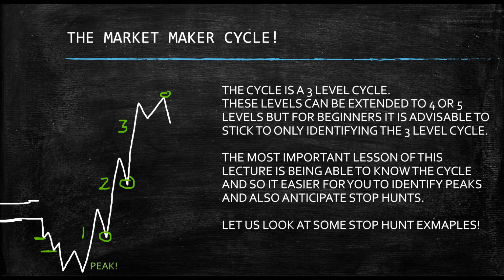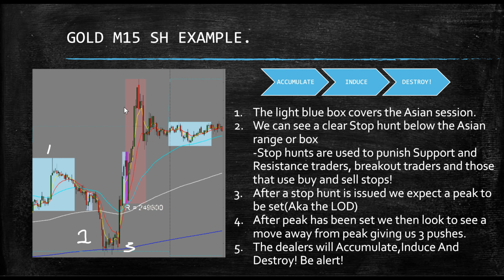So let us look at some examples of stop hunts. So this is basically an example on gold, right? This is M15. As we can see right here, we had an Asian range, right?